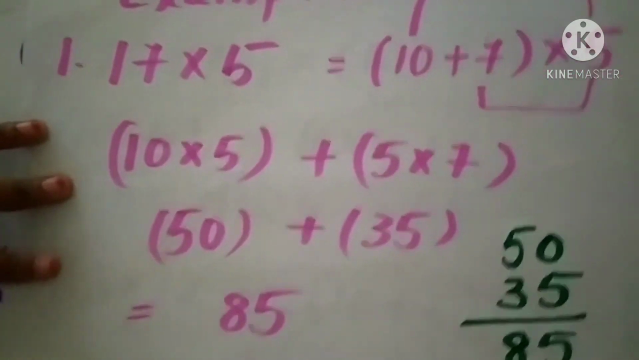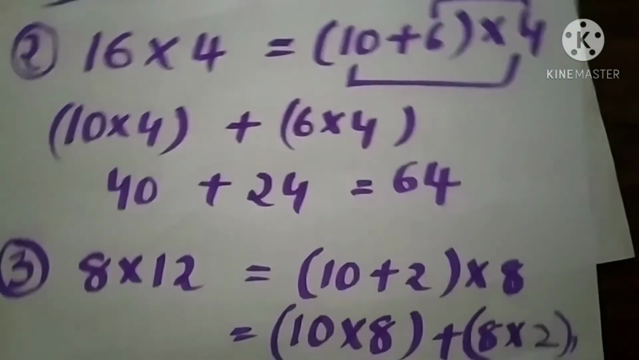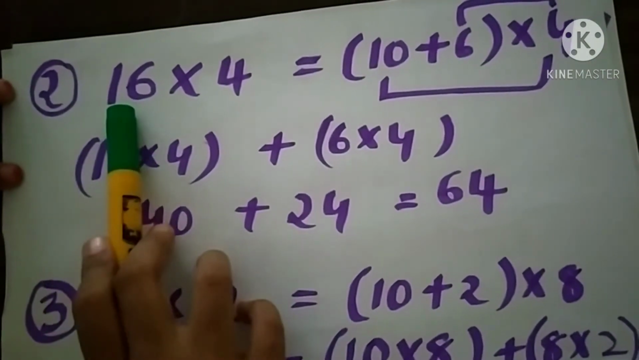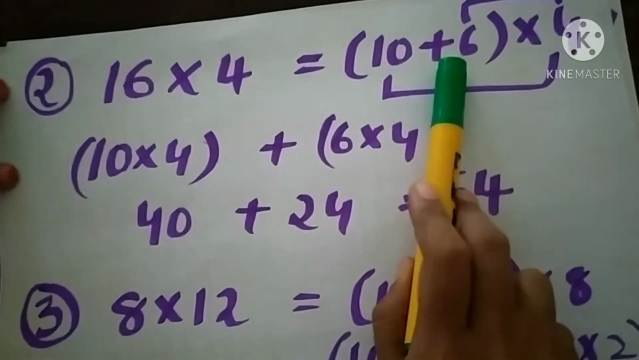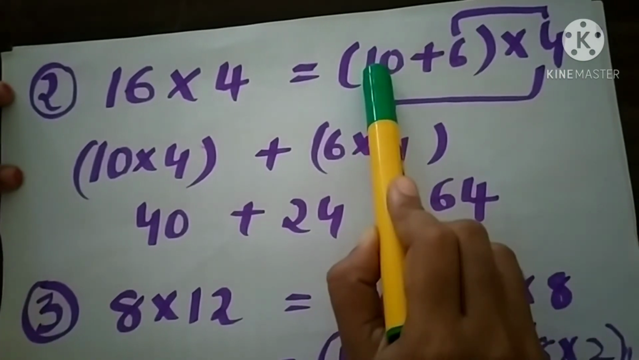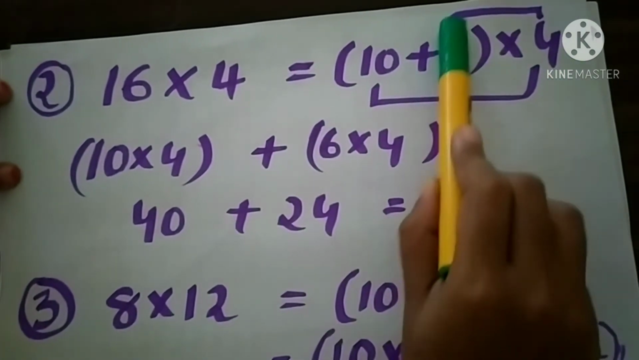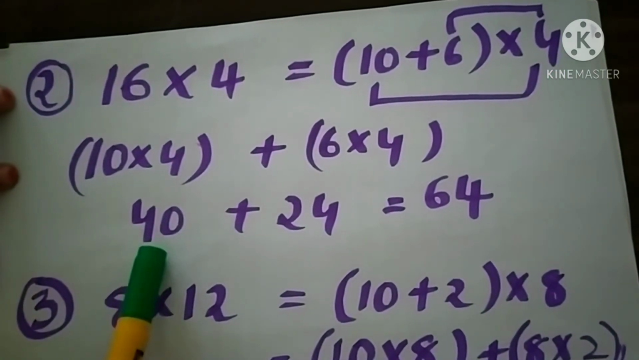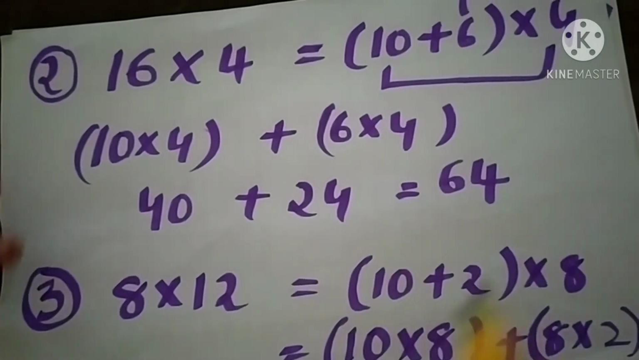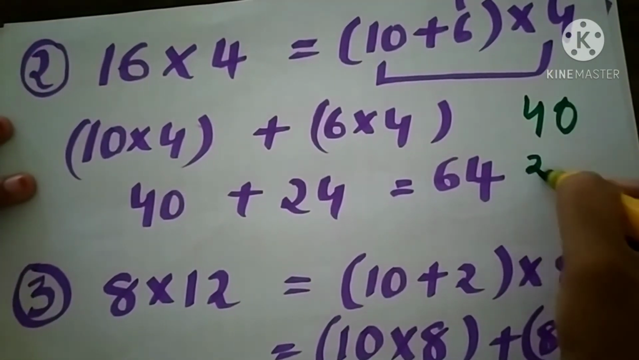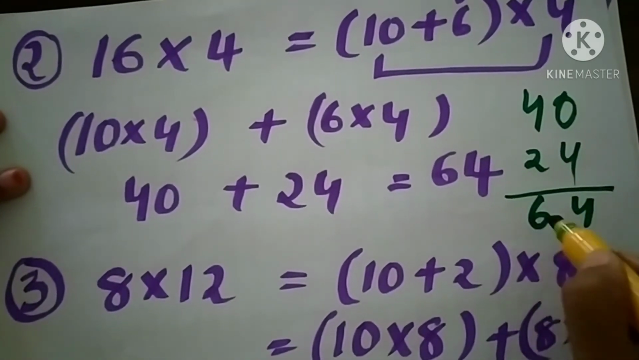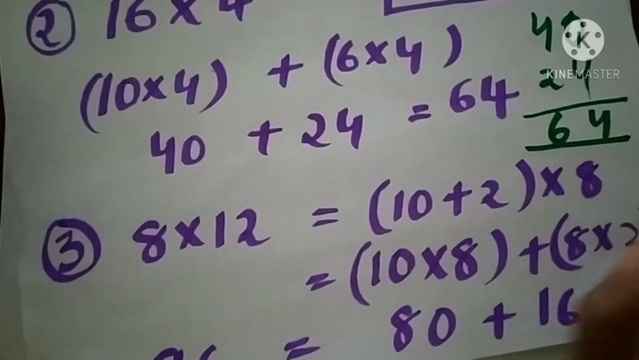Let us see a few more examples. Suppose 16 into 4. 16 you can expand as 10 plus 6, into 4. First you have to multiply 10 into 4 plus 6 into 4. 10 into 4 is 40. 6 into 4 is 24. When you add 40 plus 24, what do you get? 0 plus 4 is 4. 4 plus 2 is 6. So you will get 64.